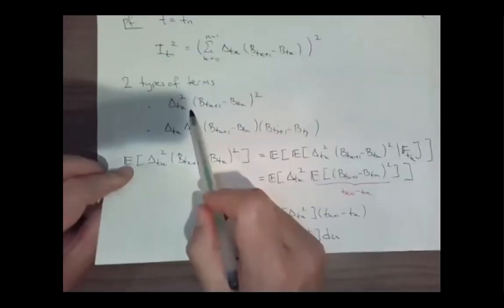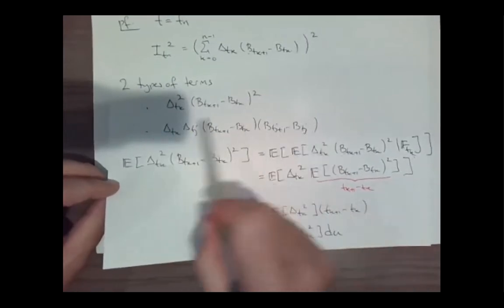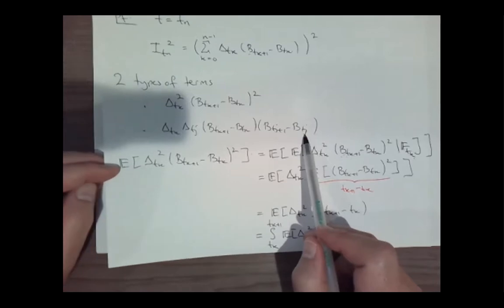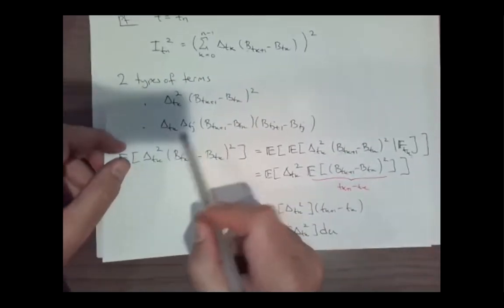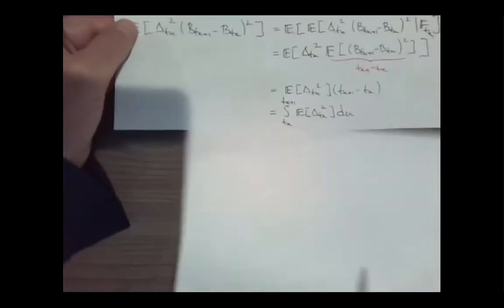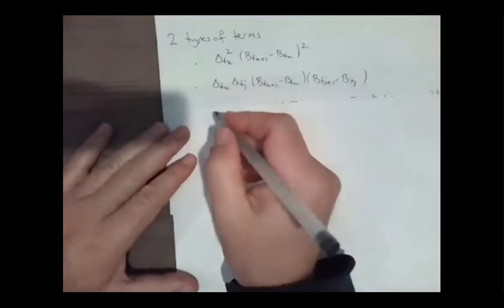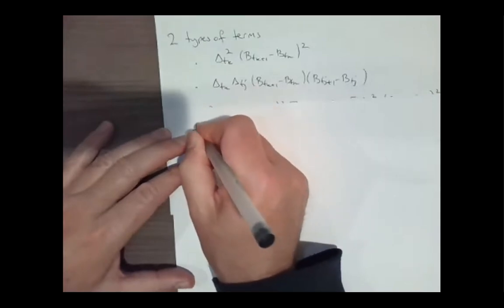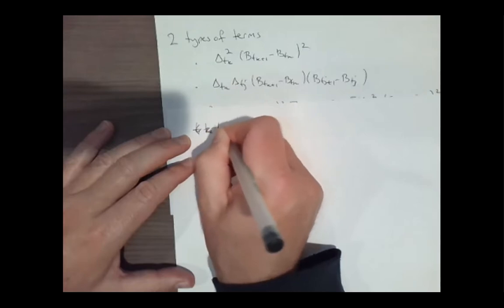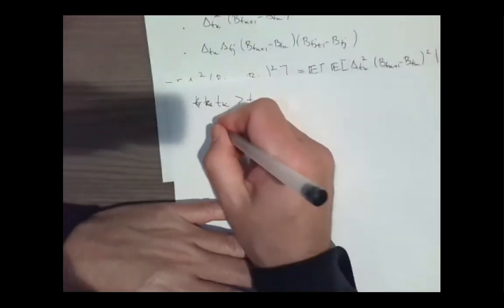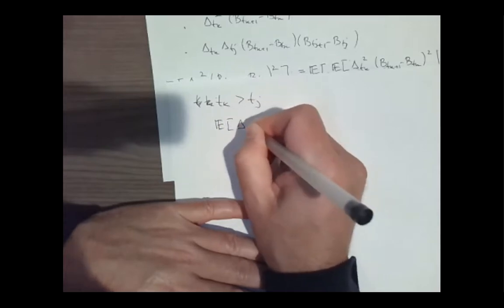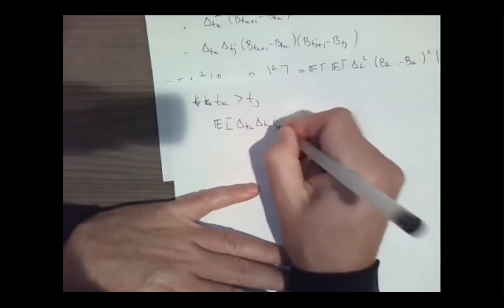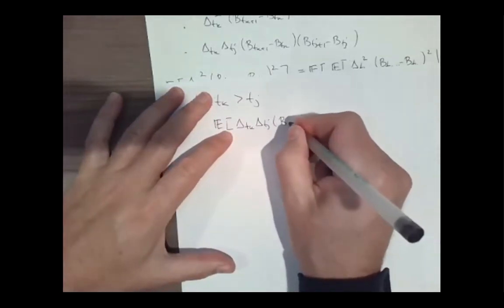So that was one guy. That was the first kind. That was these terms. Okay, so we also compute the expectation of these other ones. So now k and j are not the same, so we need to settle on which one is biggest. Let's consider the case that t_k is bigger than t_j. Now what do we get? What is this expectation? Delta_{t_k} delta_{t_j}, and then the Brownian increments.